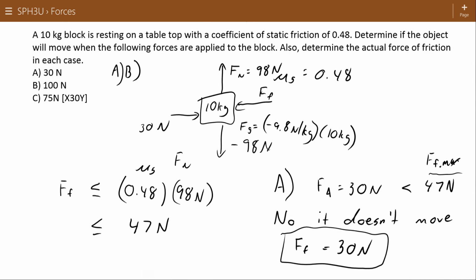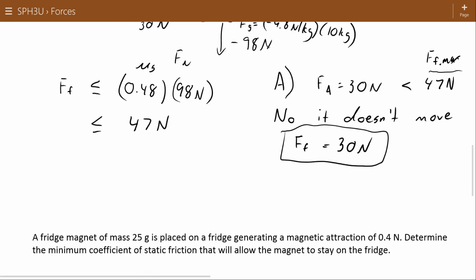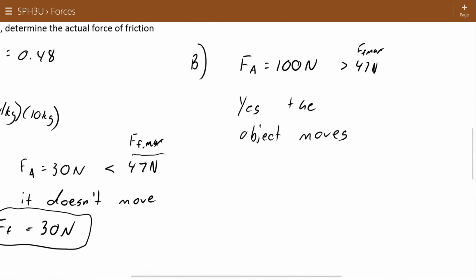C is an entire different can of worms. The problem with C is that the applied force has both an X and a Y component. The applied force has a vertical component, and so the normal force isn't just going to stay as it is. That applied force, it's like you're pulling up on a string on this object.